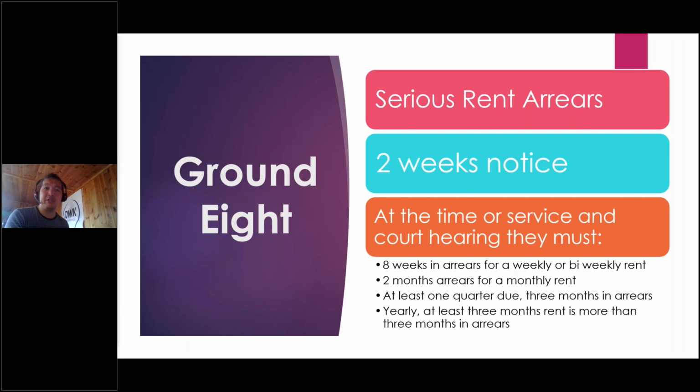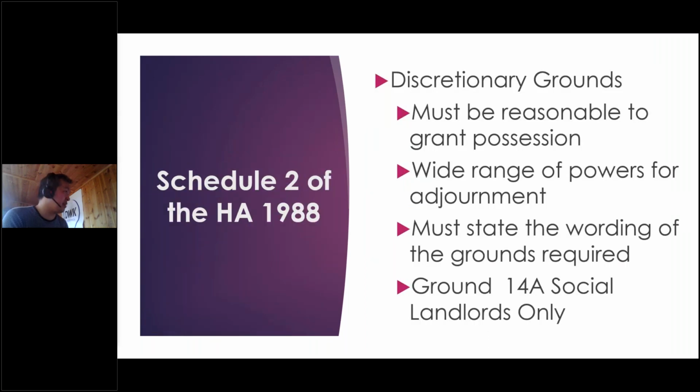Then we have what we refer to as the discretionary grounds, and that's the next 9, or the next 11 if you include the 2 subsections. So again, it must be reasonable to grant possession. Now, as a general rule, as you probably all know, I would never go under discretionary grounds only. I would normally serve a Section 21 notice, because in theory, you are guaranteed to get possession. But as always, if you're losing Section 21, then the discretionary grounds are going to become much more important.